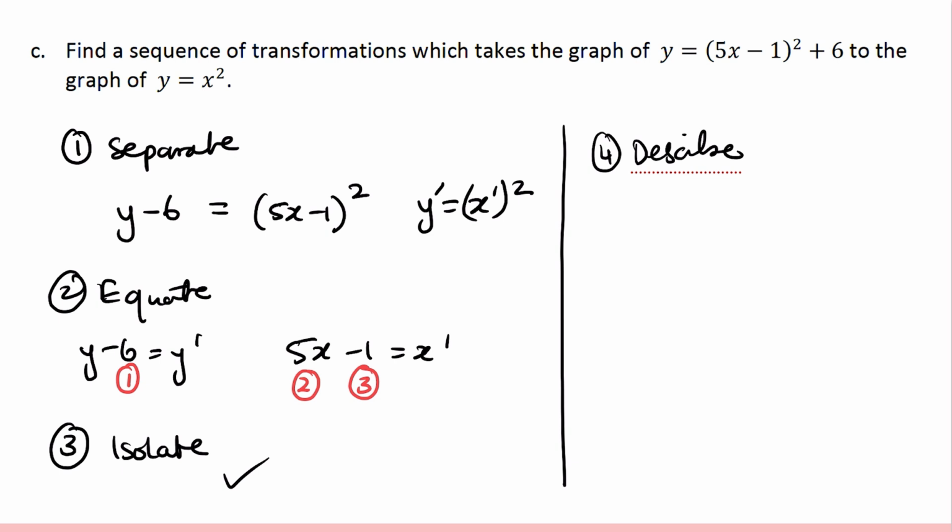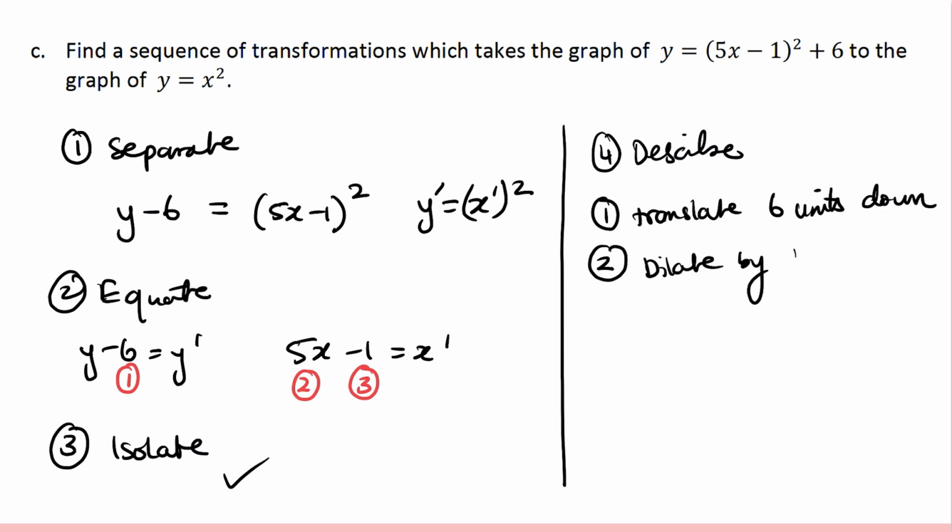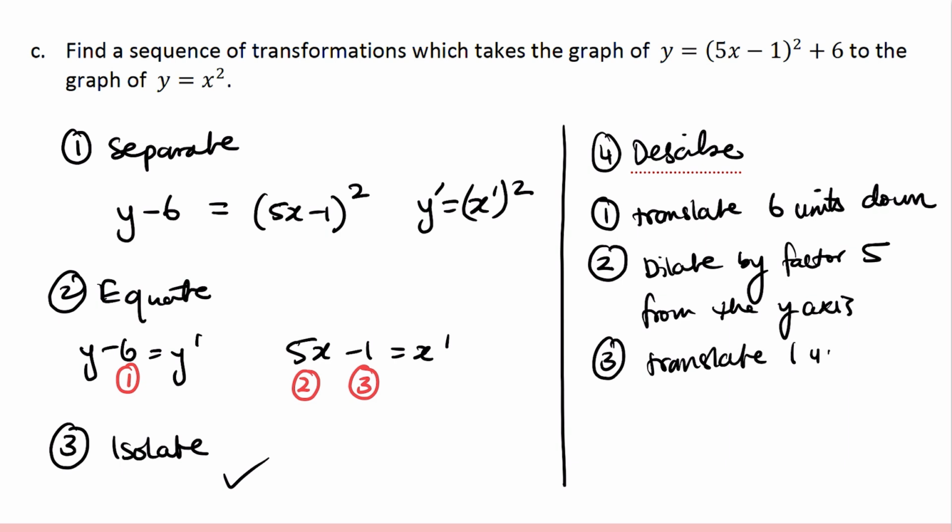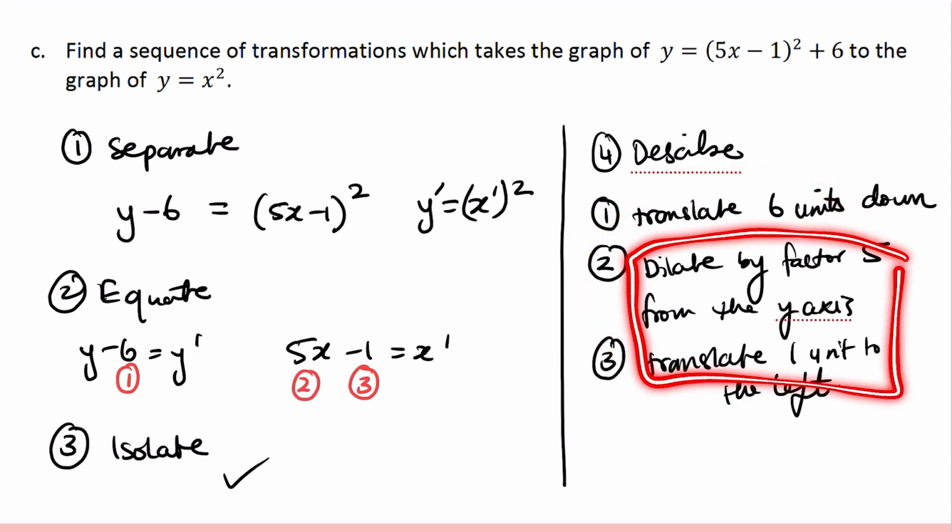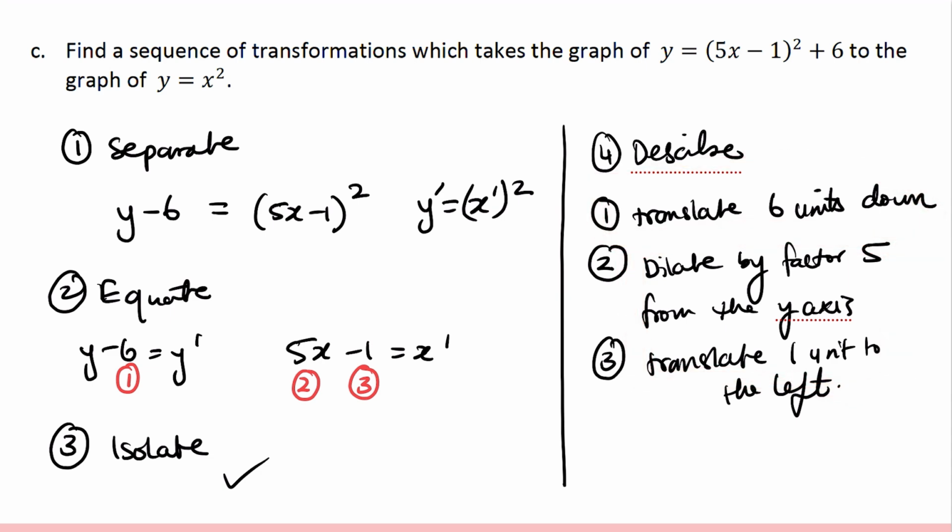Okay, let's go ahead and describe. All right, we'll go for y. Translate 6 units down because it's negative. Then we will dilate by a factor of 5 from the y-axis. And then translate 1 unit left. Okay, so that should be your 3 there. You could also state these first and then this one next. It doesn't really matter about that order.